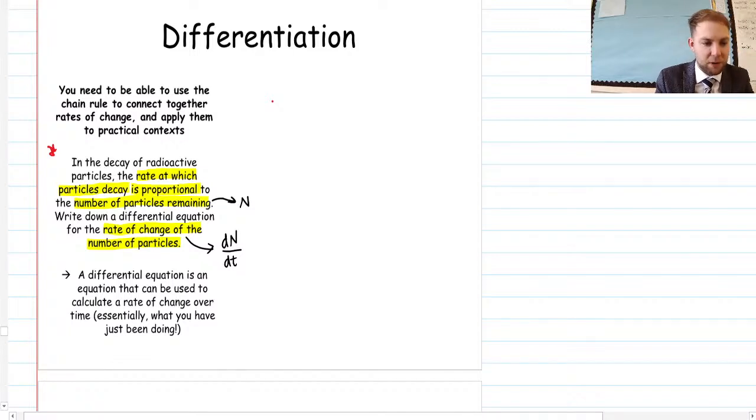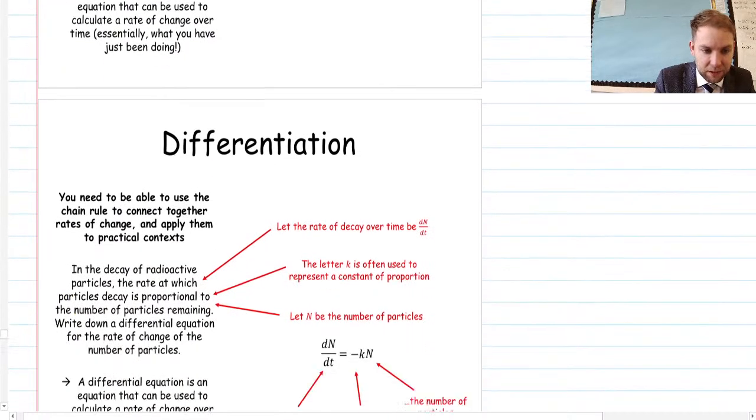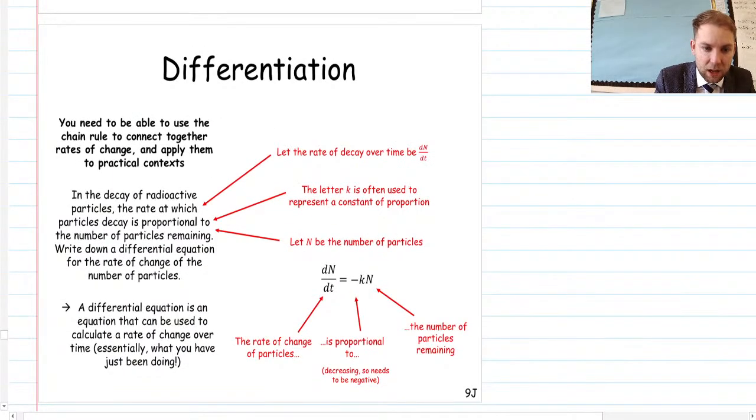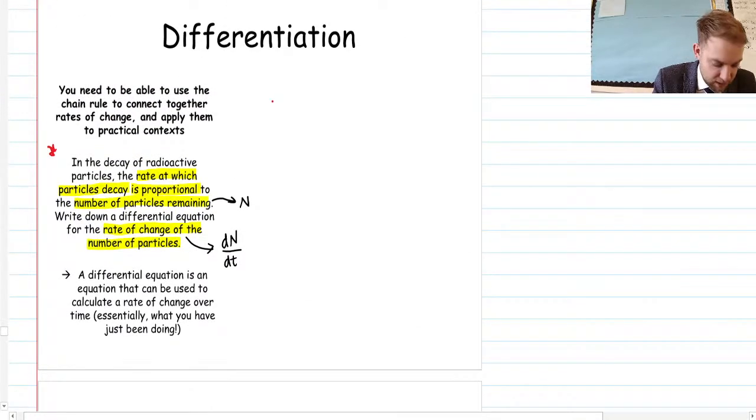Now the important part here, which is tricky and hard to spot, is the fact that it says decay. Decay means that it's decreasing here. So the fact that it says decay means that these are decreasing. So what we're going to say is that the rate of change, the rate at which the particles are decaying, is proportional to the number of particles remaining, which is n.